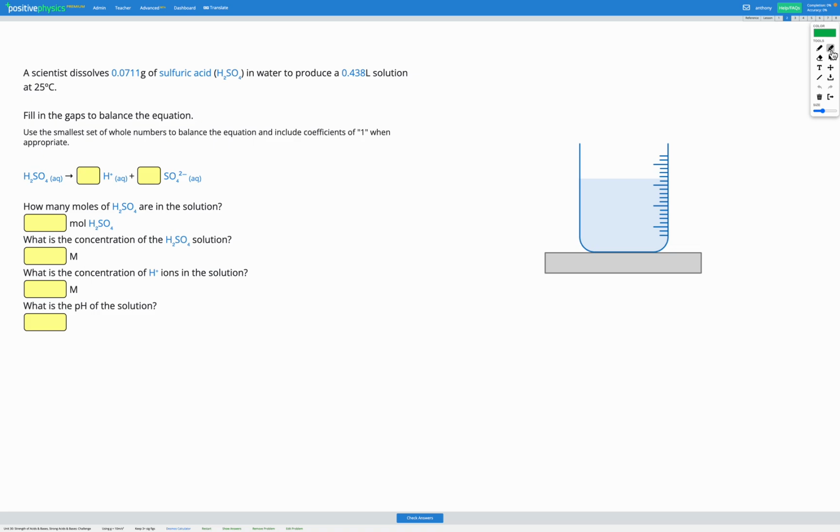In this question, a scientist dissolves 0.0711 grams of sulfuric acid, H2SO4, in water to produce a 0.438 litre solution at 25 degrees C. Let's start by balancing the equation. With H2SO4, we have H2 and SO4. So we start with two H's and we form 2H+ from that. We start with SO4 and we form one SO4 from that. So we can go ahead and fill those numbers in now.